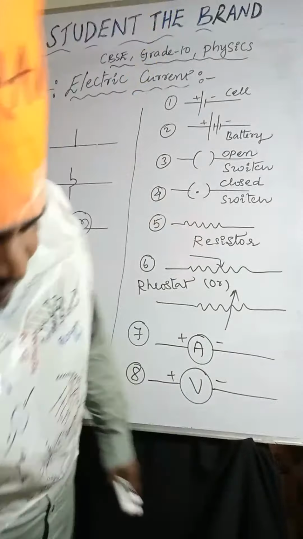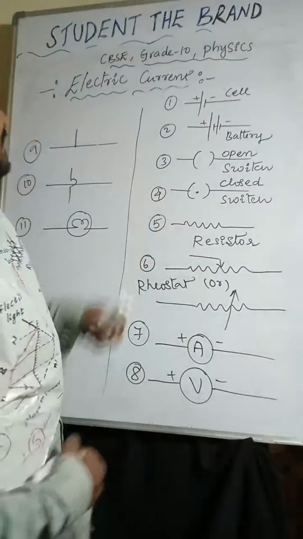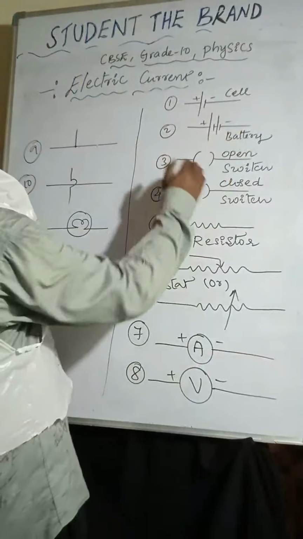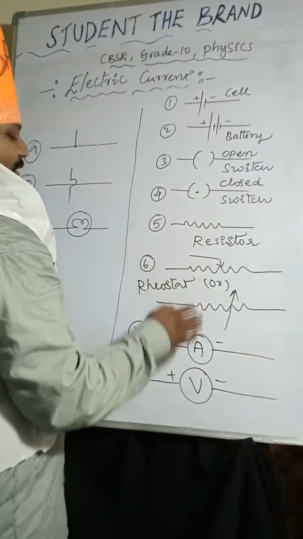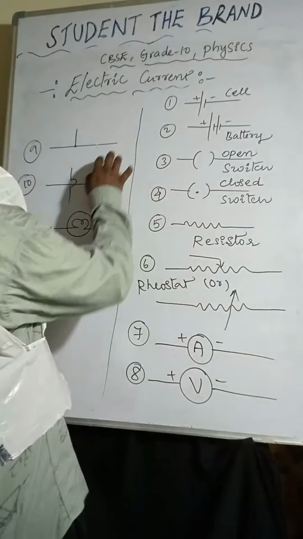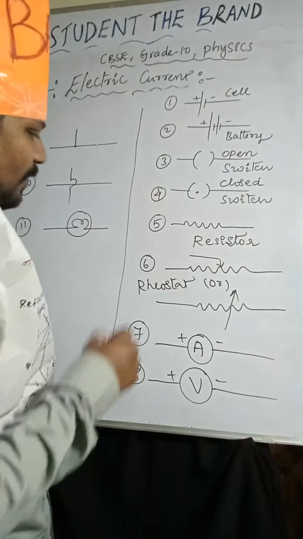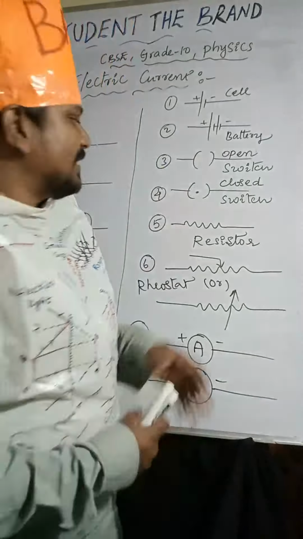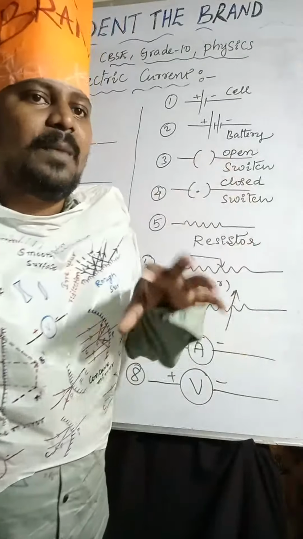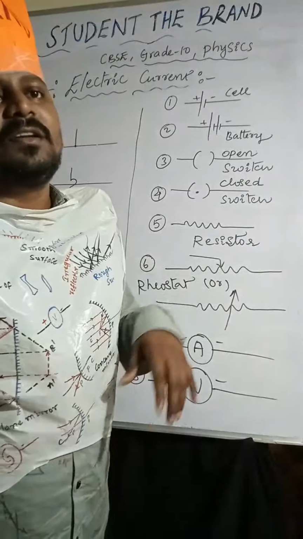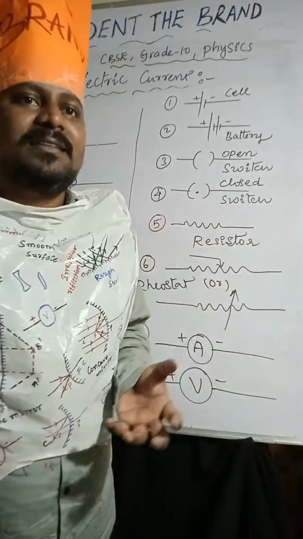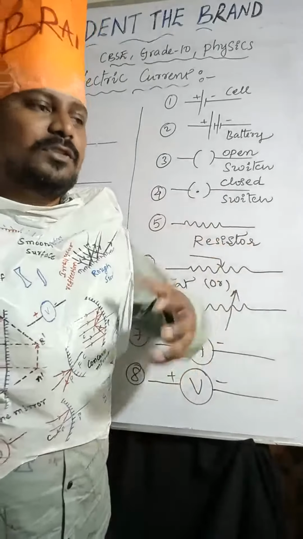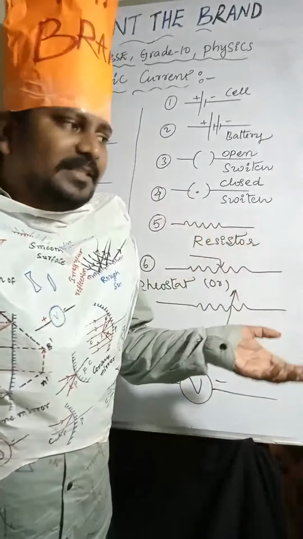Next, we'll discuss these electrical appliances: cell, battery, open switch, closed switch, resistor, rheostat, ammeter, voltmeter, wire joining, wire crossing, and bulb. Here, a resistor is a device which is used to oppose the electric current in the circuit.